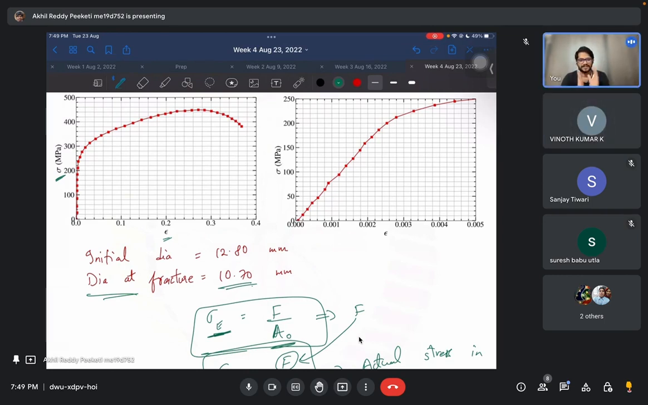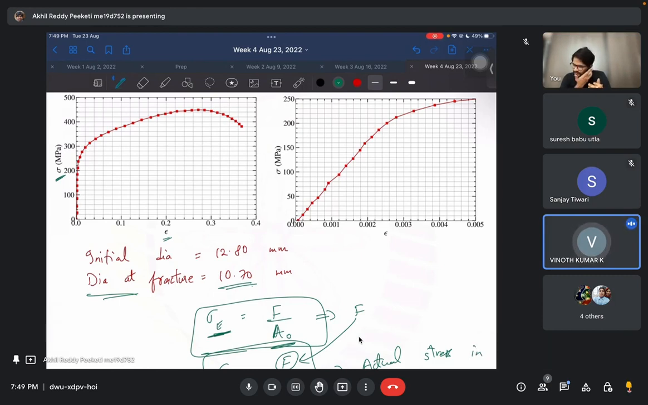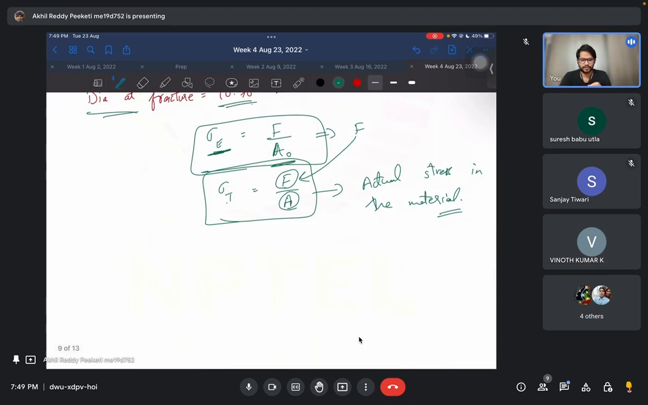Mathematics is very different. Mathematics is everything theoretical. They don't care about how you actually achieve it experimentally. Yes. So you want the relation between the true stress and the engineering stress. Is that right? Yeah.